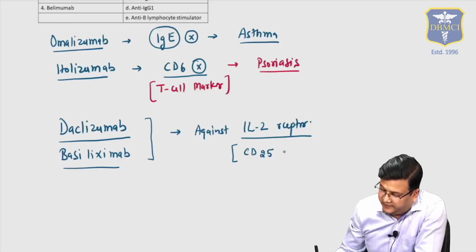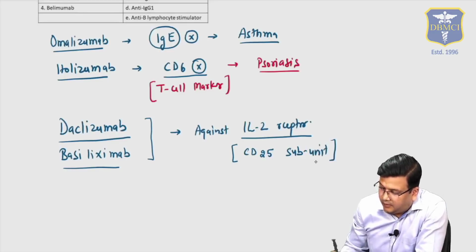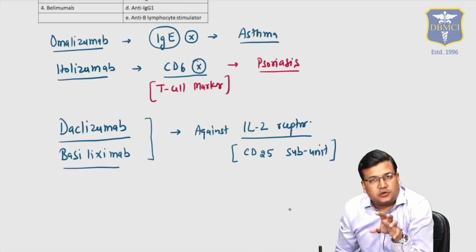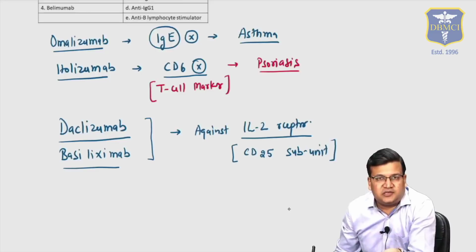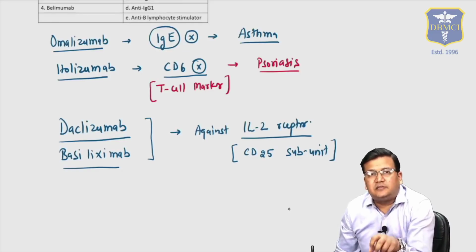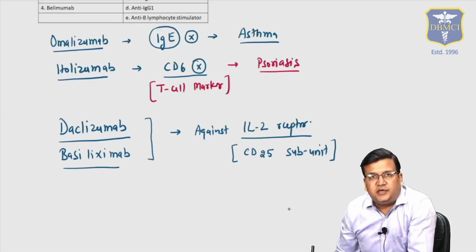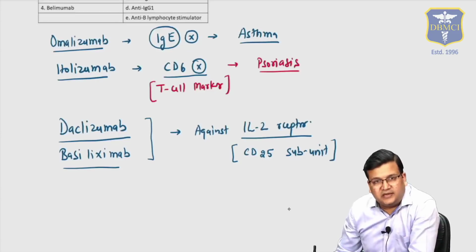So, CD25 subunit of interleukin 2 receptor is the specific target. So, they bind to interleukin 2 receptor, but where on interleukin 2 receptor, that particular site is known as CD25. So, you can say they are anti-IL-2 or you can say they are anti-CD25. Both are acting by the same mechanism.